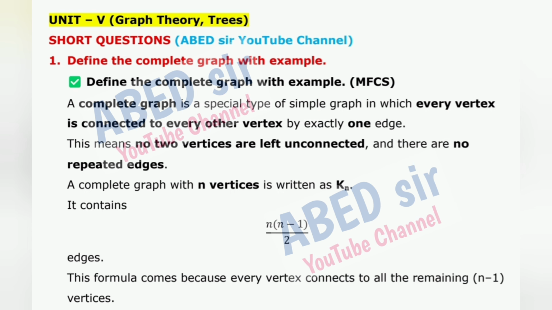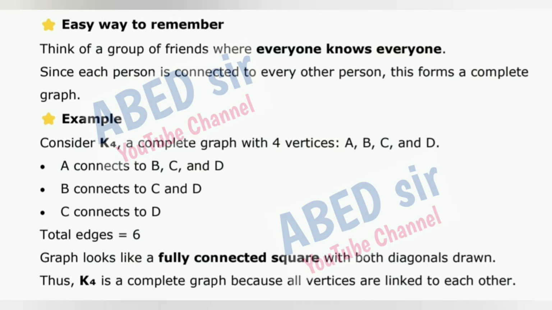A complete graph with n vertices is written as K_n. It contains n(n-1)/2 edges. This formula comes because every vertex connects to all the remaining n-1 vertices. Easy way to remember: think of a group of friends where everyone knows everyone. Since each person is connected to every other person, this forms a complete graph.